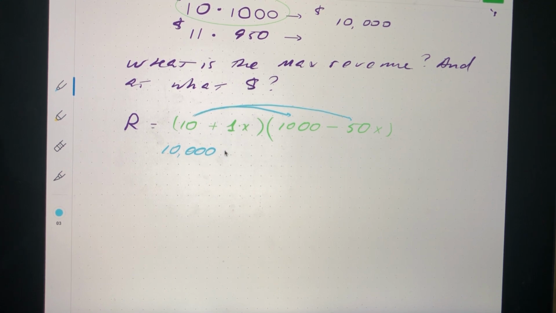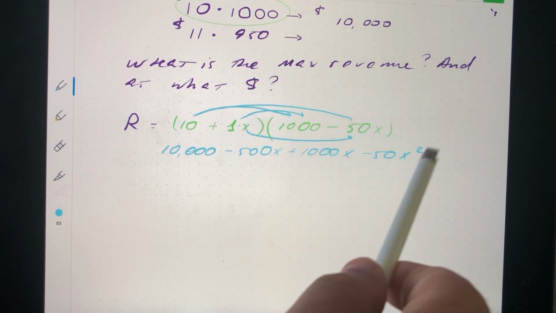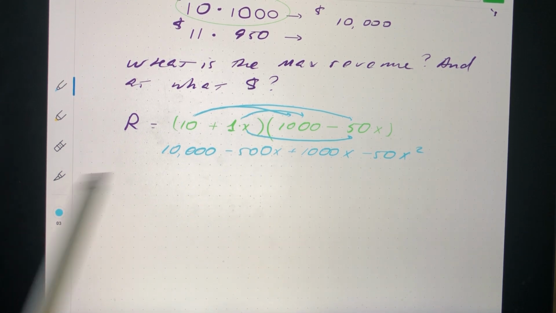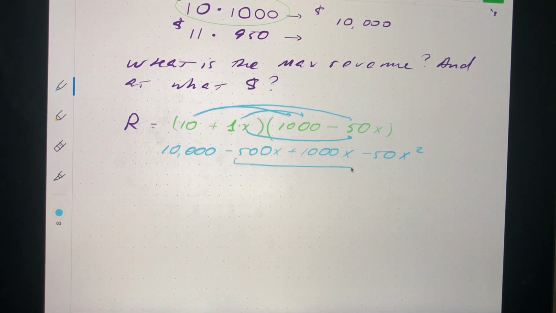10 times negative 50 makes negative 500x. 1 times 1,000 makes positive 1,000x. And 1x times negative 50 is negative 50x squared. Now, we always write the quadratics in descending order, so the highest power would be first, then the x's, then the number. But here we see that 1000x minus 500 will be 500x, and then the highest power comes first, and then the constant comes last. So this is what our revenue function looks like based on the setup.